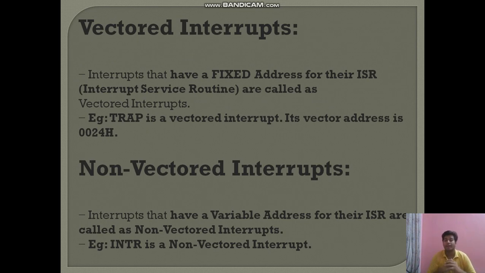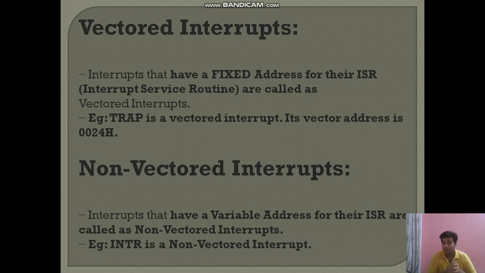First, let's see what are vectored interrupts and non-vectored interrupts. Interrupts can also be classified into two categories by their address: vectored interrupts and non-vectored interrupts. Vectored interrupts are those interrupts which have a fixed address for their ISR. And what is ISR? Interrupt service routine, as we have studied earlier. For example, TRAP is a vectored interrupt because its vectored address is 0024H. We know its address, so it is a vectored interrupt.